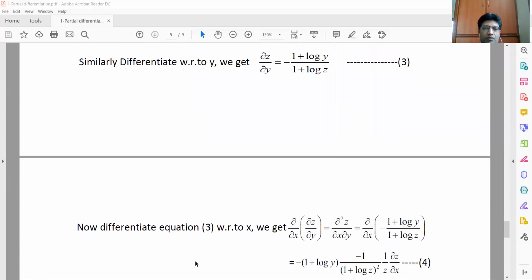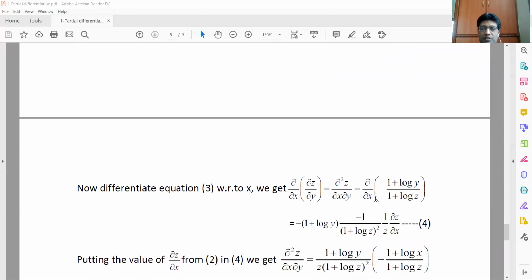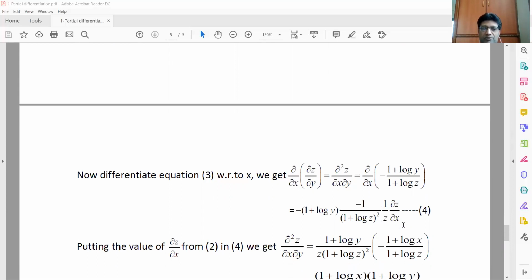Now differentiate equation 3, this one, with respect to x. Then ∂²z/∂y², ∂²z/∂x∂y equals ∂/∂x of this one. Because we are doing it with respect to x, 1 plus log y is constant, so write it outside. So this becomes minus 1 by (1 plus log z) whole square. For 1 plus log z, for 1 it is 0, for log z it is 1 by z and ∂z/∂x.